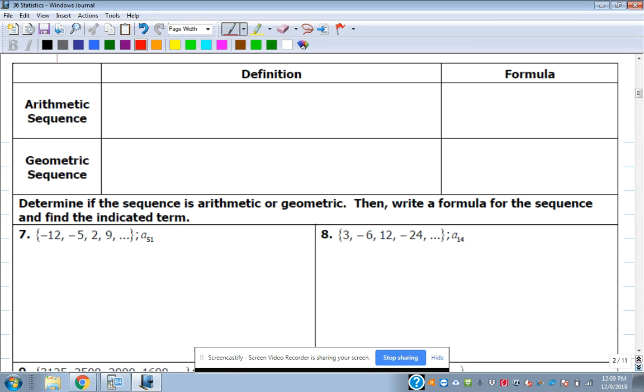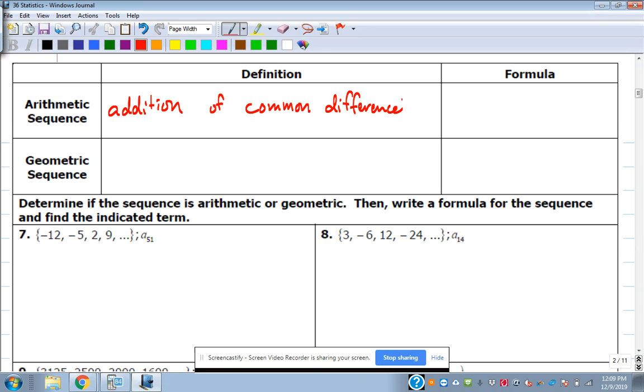So arithmetic sequences add every time. All right, so arithmetic sequences add, and that addition is what we call the common difference. Okay, so addition, arithmetic goes together. Addition of a common difference.